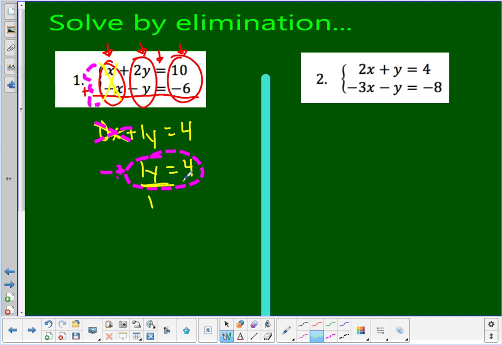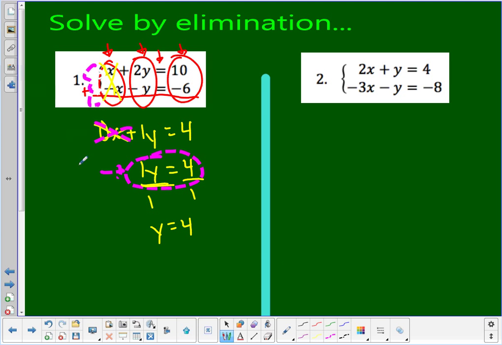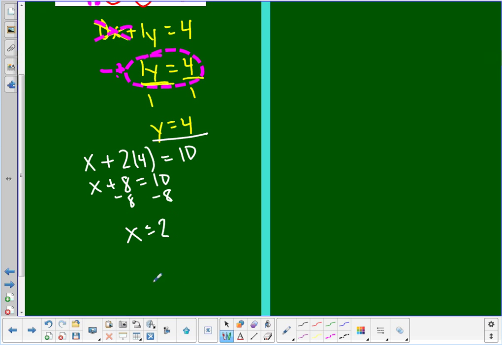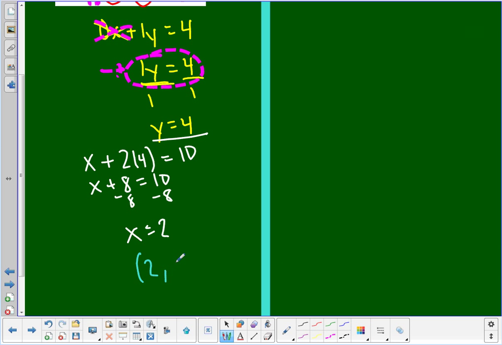I divide by 1, which doesn't really change anything, and I have y is equal to 4. The beauty of this is once you have that y is equal to 4, you can plug it back into either one of the originals. So I'm going to take that y equals 4 and plug it into the top. I have x plus 2 times 4 is equal to 10. So all I did was take my y value and plug it in right there. So 2 times 4 is 8. That's x plus 8 equals 10. Subtract your 8, and I have x is equal to 2. So that means my solution is now x is 2, y is 4.